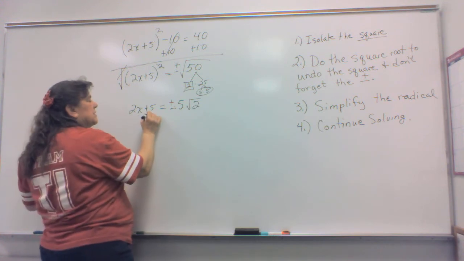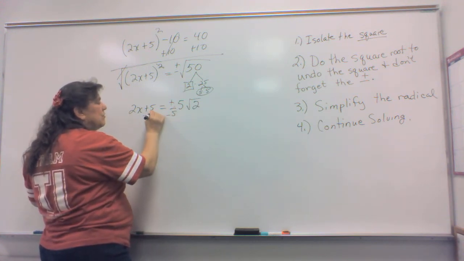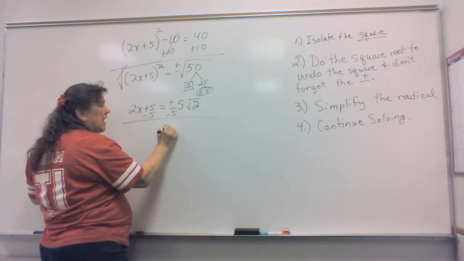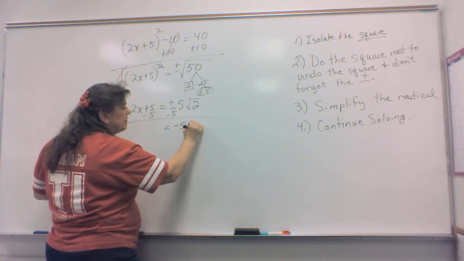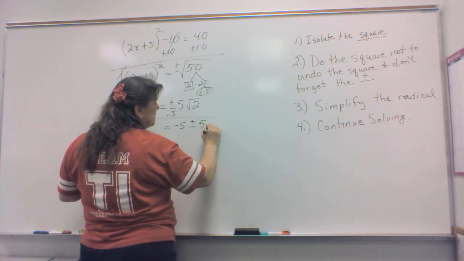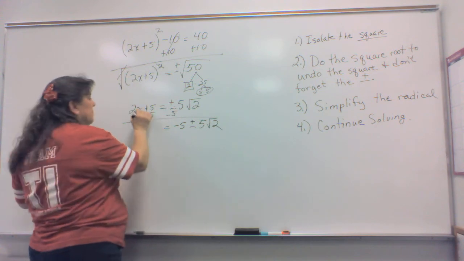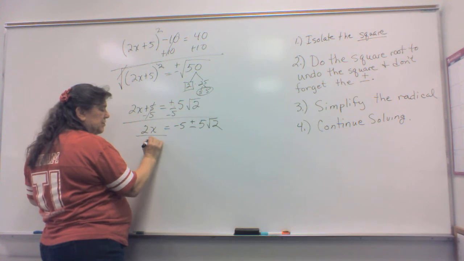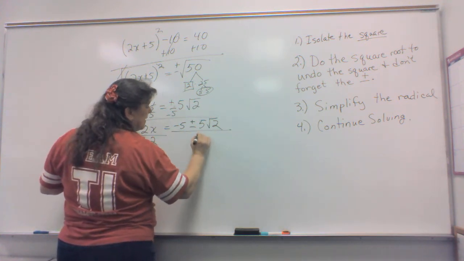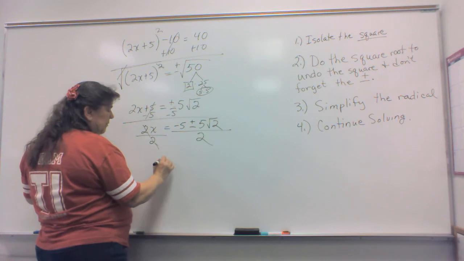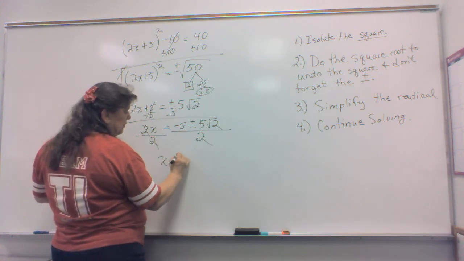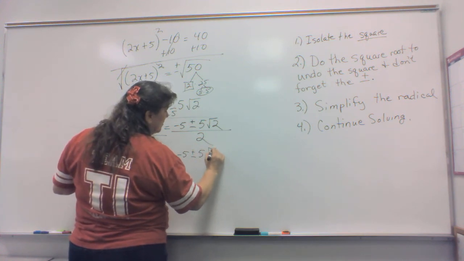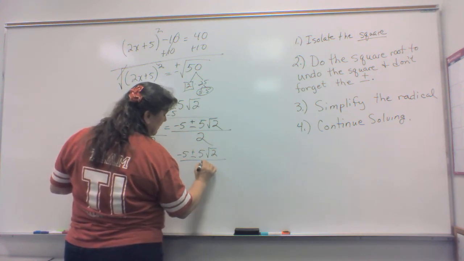Now subtract your 5, and again notice they are not like terms, so I cannot add this to this. I will have to write it as negative 5 plus or minus 5 square root of 2. But I still have 2x over here. So now undo my multiplication by dividing by 2, divide this whole thing by 2, and we end up with x is equal to negative 5 plus or minus 5 square root of 2, all of it divided by 2.